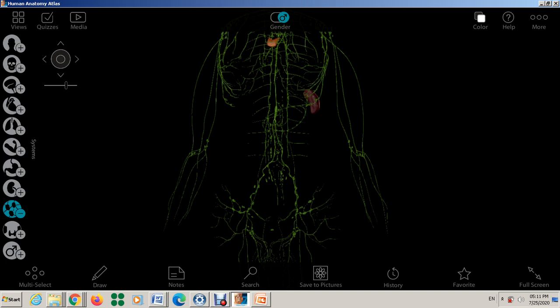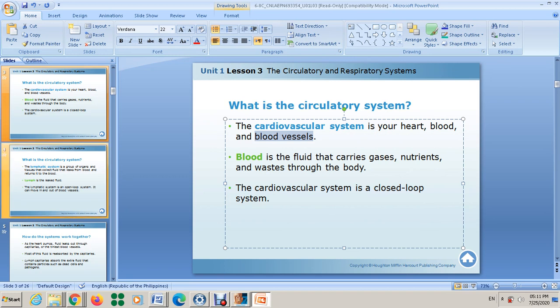So this is in general about the circulatory system. The circulatory system helps to deliver nutrients and oxygen to the cells, or remove waste from the cells. But mainly this is for which part of the circulatory system? For the cardiovascular system. But the lymphatic system is a group of organs and tissues that collect the fluid that leaks from blood and returns it to the blood.